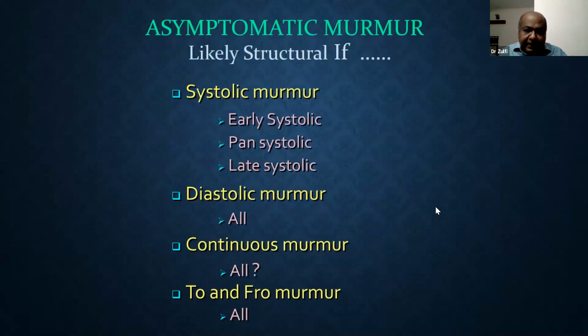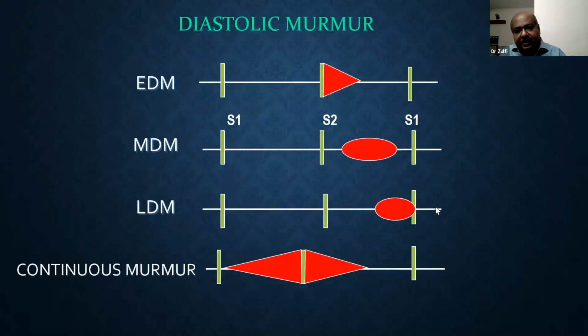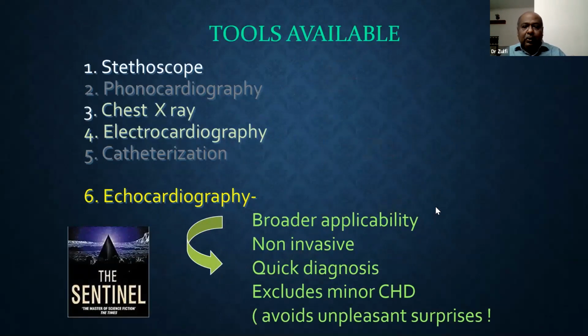And of course, in the systolic murmur, early systolic, pan-systolic, and late systolic can invariably be an abnormality. All diastolic murmurs are essentially abnormal. The majority of continuous murmurs are abnormal. To-and-fro murmurs are invariably abnormal. So you can have an assessment of this. For example, here, the red ones, the early, the late, and the pan will be abnormal. And here in the diastolic, you have early, mid, late. All diastolic murmurs are usually abnormal. So these tools are available, and X-ray and ECG.